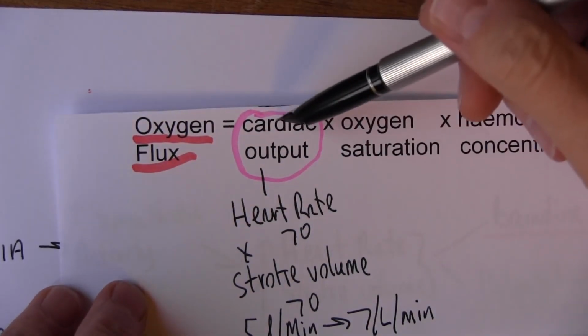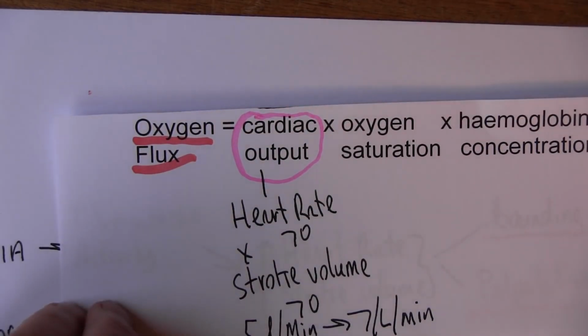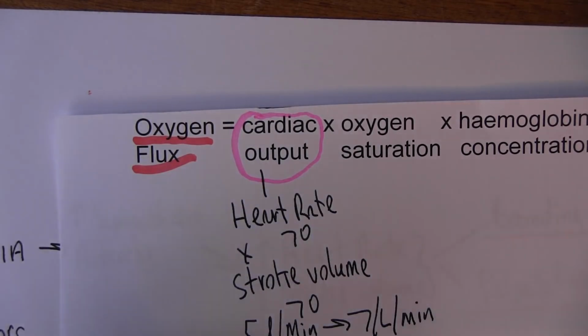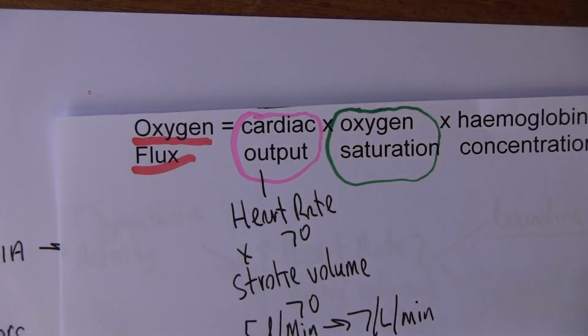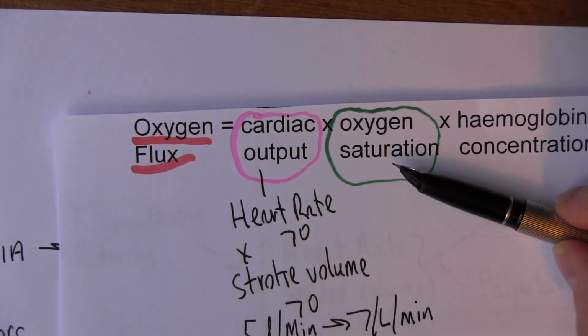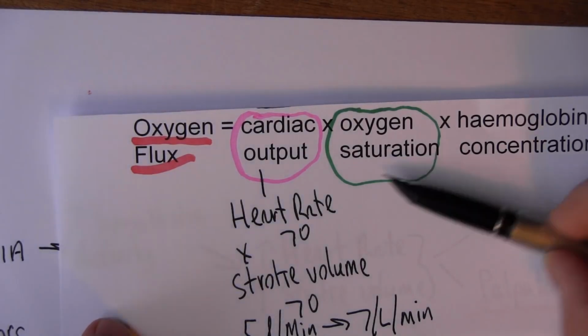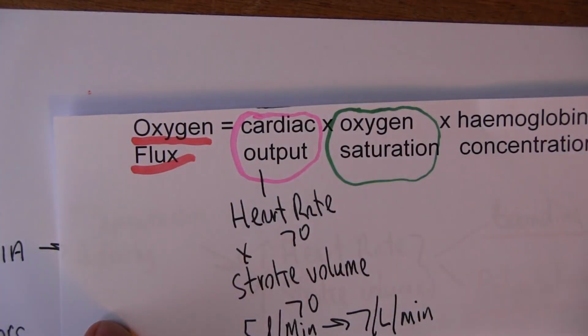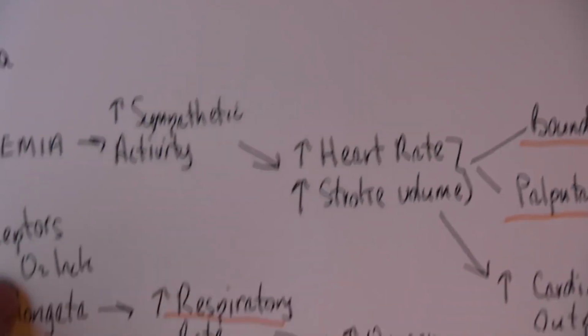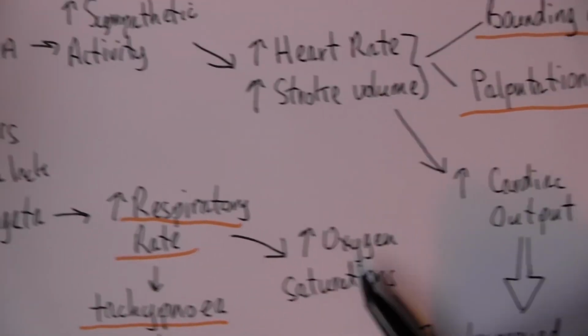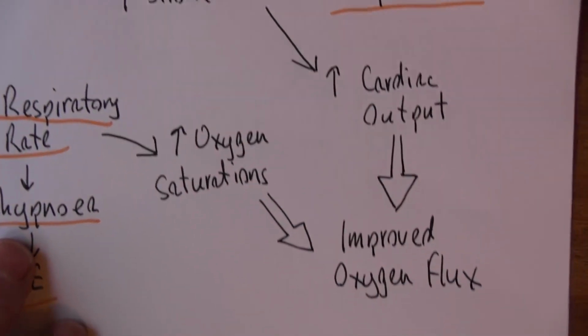But we notice that oxygen flux is cardiac output multiplied by oxygen saturations, which is the next term in the equation. So the more saturated the blood, so the oxygen saturations describe the proportion of the hemoglobin that is saturated. And the nearer 100% that is, obviously the more oxygen is being circulated round. So increasing oxygen saturations will increase oxygen flux. Increasing cardiac output will increase oxygen flux. And we can see that's exactly what the body's done. It's so clever. It's increased respiratory rate to increase oxygen saturations, therefore improving oxygen flux.